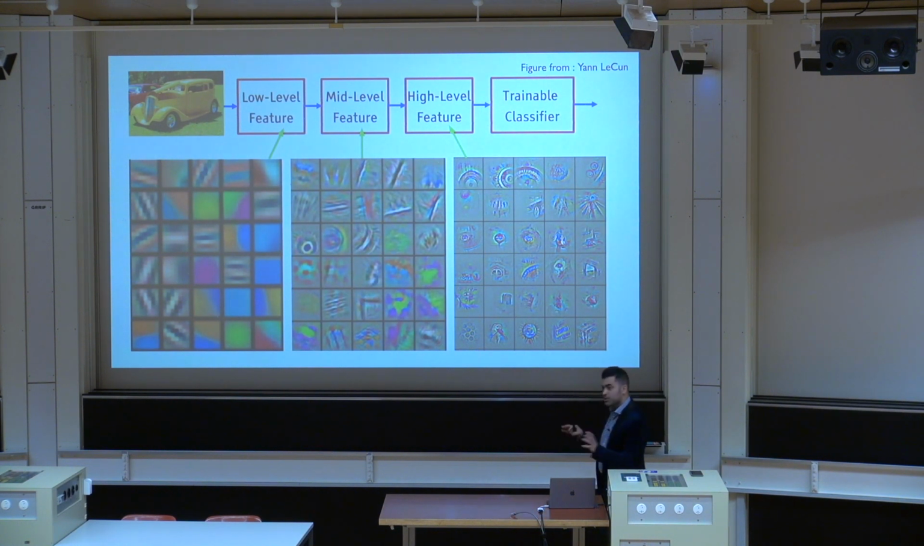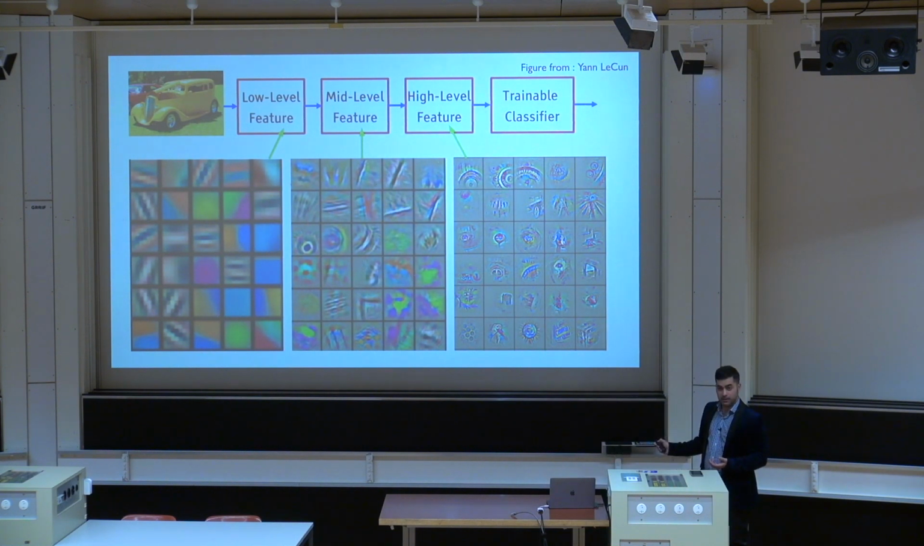So just imagine you want to classify or distinguish between cat and dog, right? These early features are very generic. They don't help us to distinguish between cat and dog. But if you consider these more semantic features here, they can help us to distinguish between cat and dog. So it makes sense to put more weight, to put more computations, to have more filters in the deeper layers.